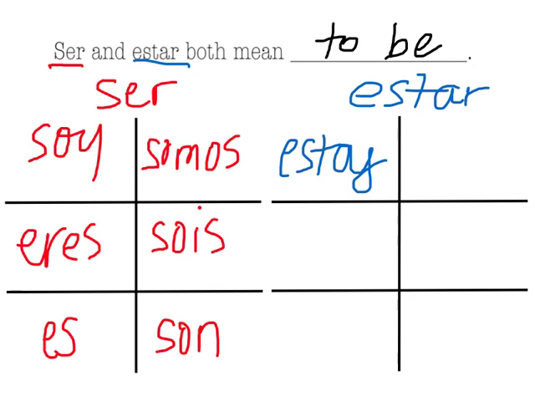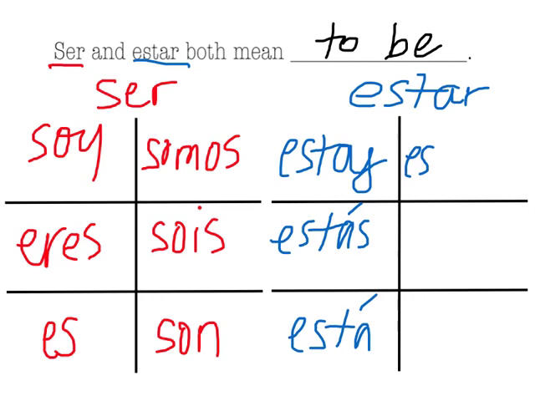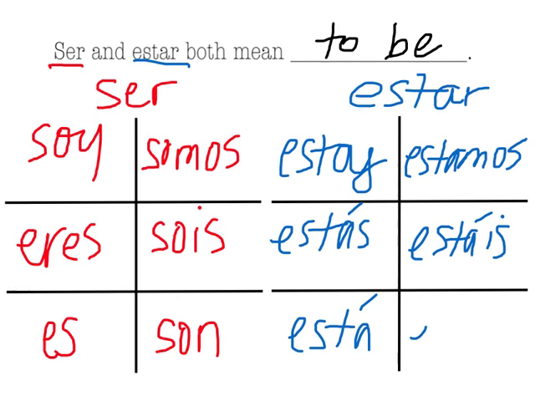Our yo form is estoy. And then we have estás, está, estamos, which has no accent, estáis, and están. Please make sure that you have these down. Please make sure that you know them well. And now we will talk about how to use these two verbs.